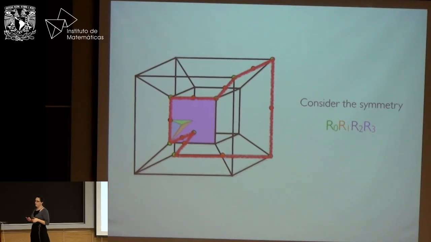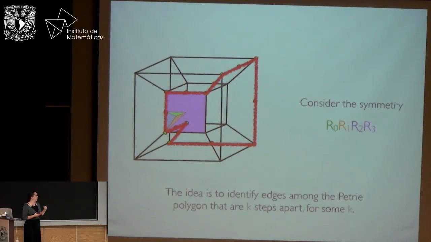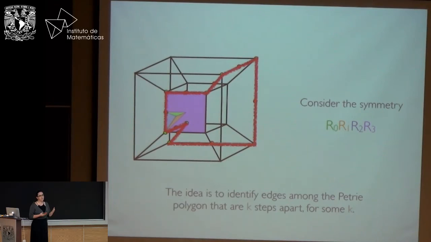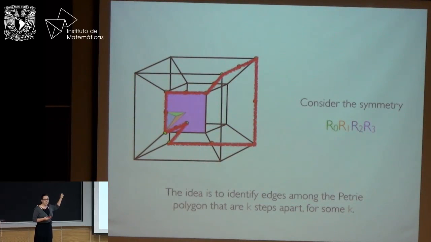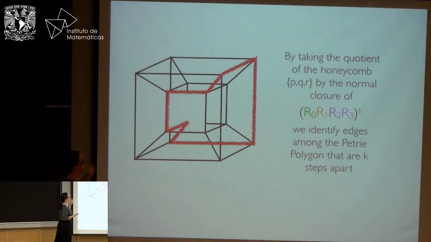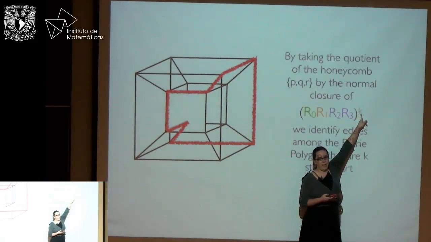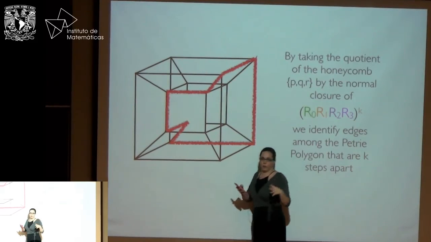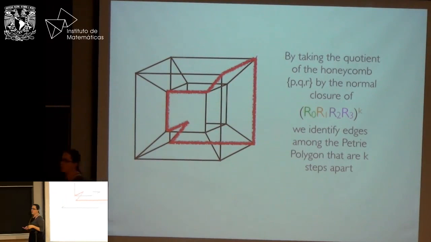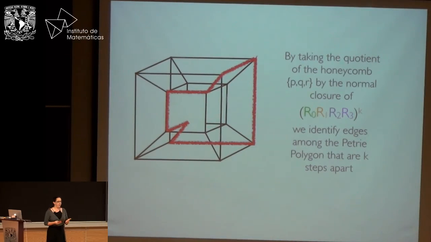So I told you before that the idea was to identify edges among the Petrie polygon that are k steps away, for some k. So what I'm going to do, instead of just trying to do it with the picture, I'm going to do it with the group. So I'm going to take the quotient of the honeycomb by the normal closure of this element to the k. So precisely the k is the number of steps away that I'm going to be gluing together. So the question is, when I do that, is it possible that for some k I get a twisted thing?